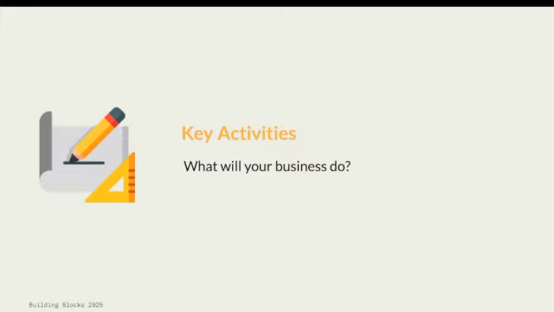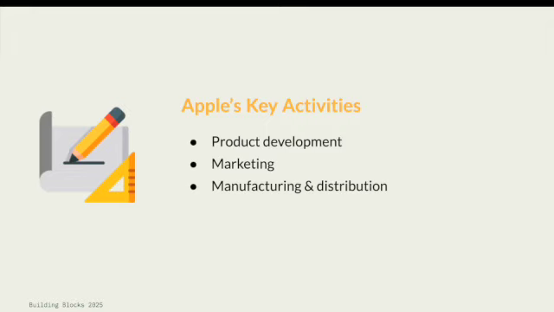Next, key activities. What will your business do to serve your users? For Apple's iPhones, it's developing the product along with marketing the product and making the actual iPhones and distributing it, whether it be in Apple stores, online, or to its cell phone providers such as Verizon, T-Mobile, AT&T.